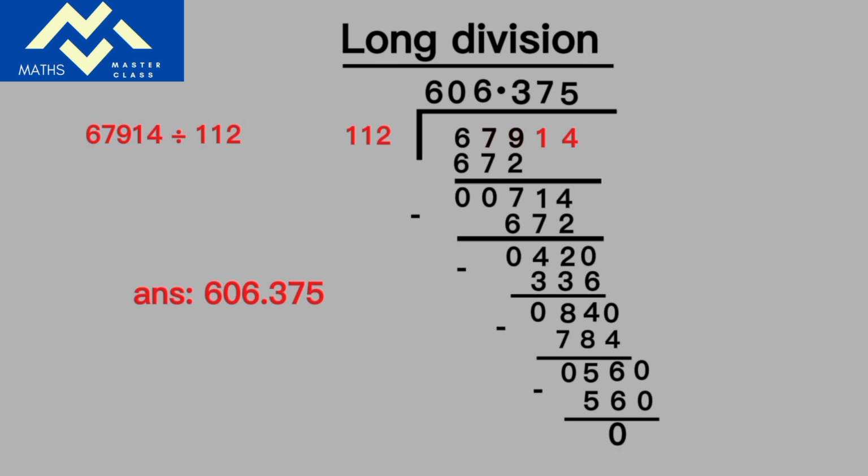Therefore, 67,914 divided by 112 is 606.375, or 606 remainder 42.